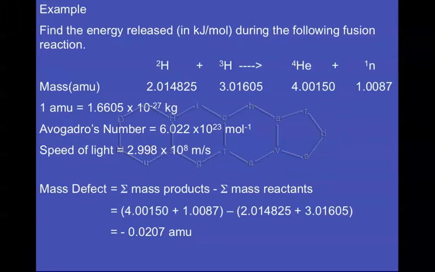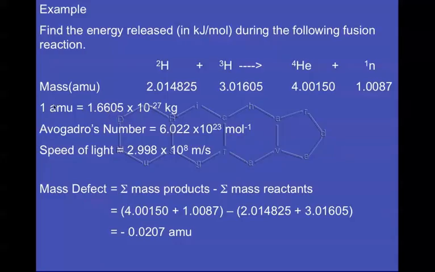So here's a typical example of a mass defect type problem. This is deuterium, which is an isotope of hydrogen, which has one neutron and one proton. And this is tritium, which has one proton and two neutrons. And when these are fused together, you get helium and a neutron. So these are all the masses of all these different particles, and you're given those masses, and they're in atomic mass units. Now, one atomic mass unit is equivalent to 1.6605 times 10 to the negative 27 kilograms.